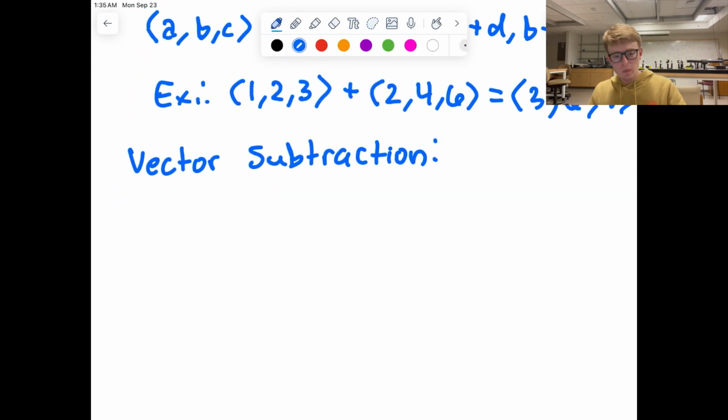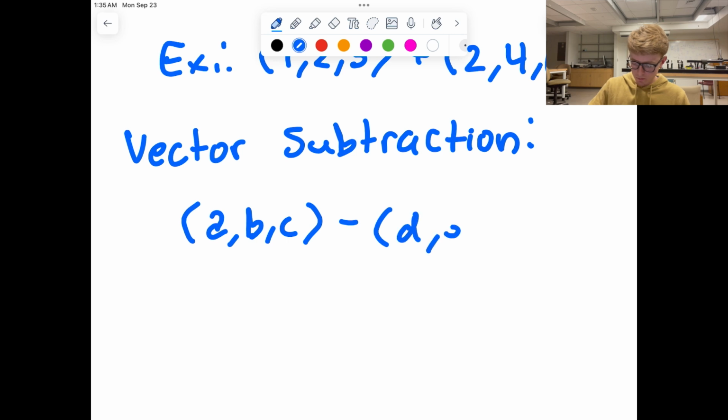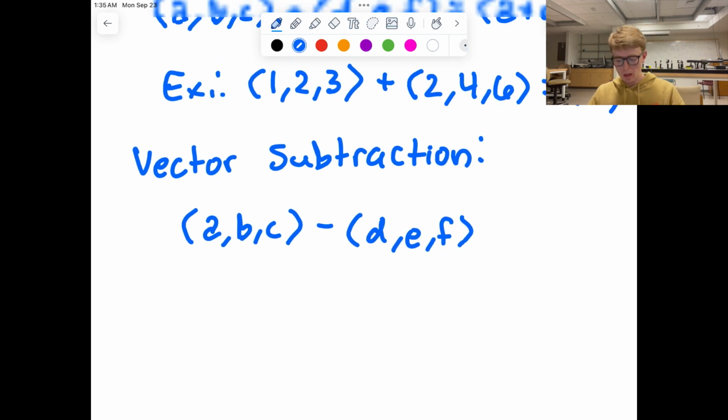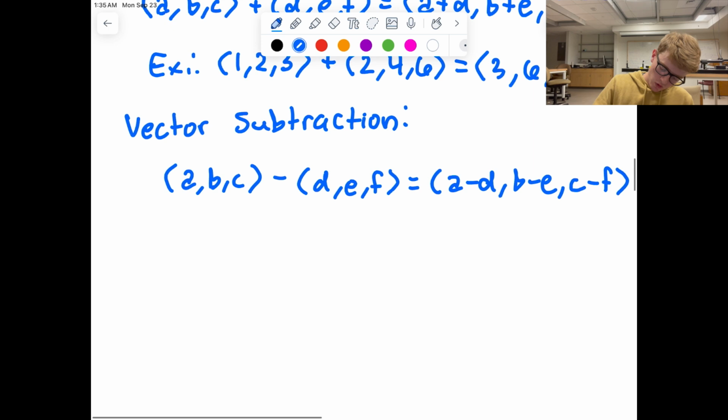Okay, great. So now subtraction. It's exactly the same as addition, but we'll write it out just to be thorough. So A, B, C, in this case, minus D, E, F. Okay? And in this case, instead of adding each component, we're subtracting. So it's just going to be A minus D, comma B minus E, comma C minus F. And that's all.